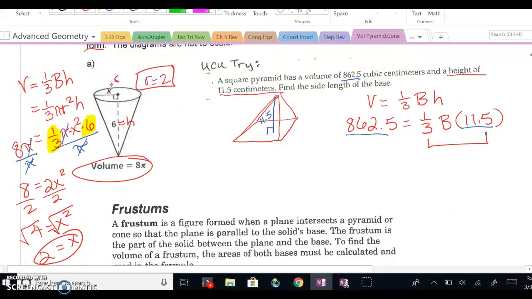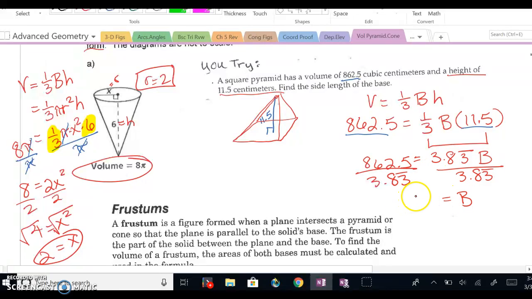So 1/3 of 11.5 comes out to be 3.83 repeating times B equals 862.5. Then I'm going to divide both sides by that 3.83, and it comes out perfectly, if I use all those decimal places in my calculator, to be 225.